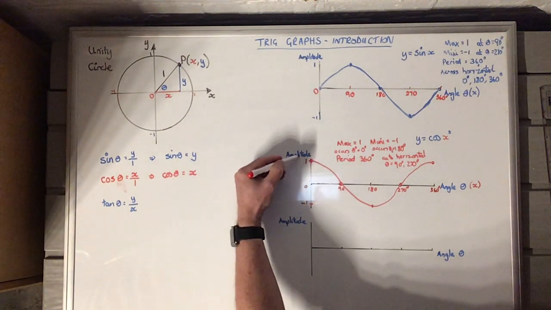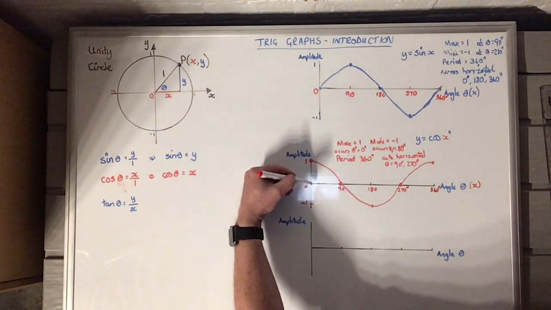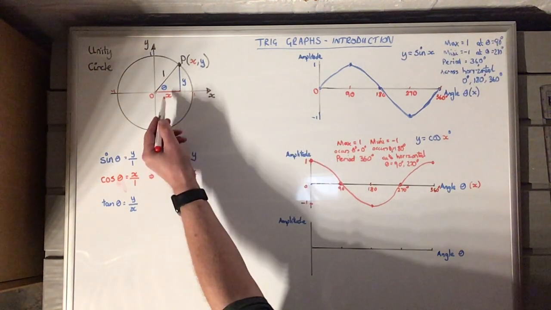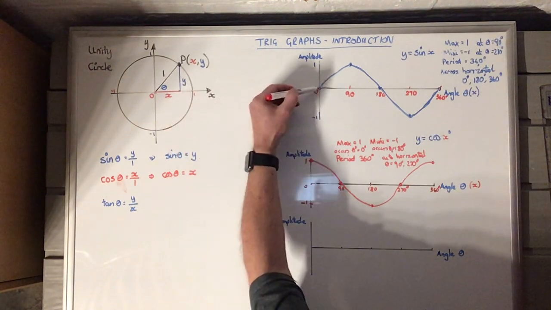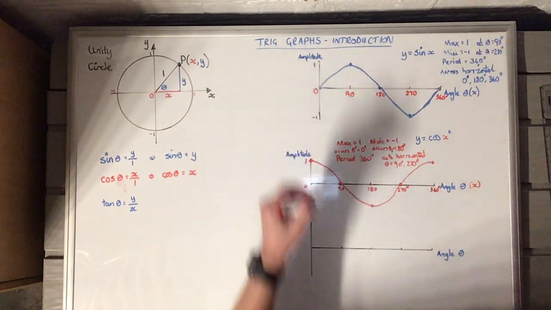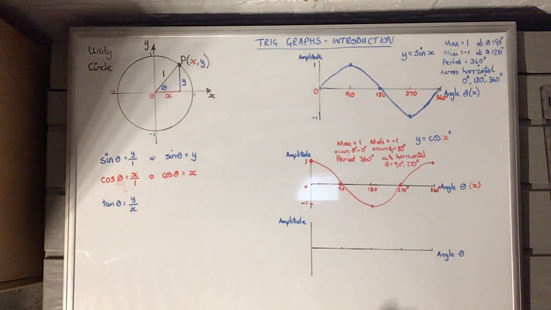This axis is called amplitude. Essentially the height, the value, the length of the x coordinate. For the sine function, it was the length of the y coordinate. This is called the amplitude. So you need to get used to that word, amplitude.